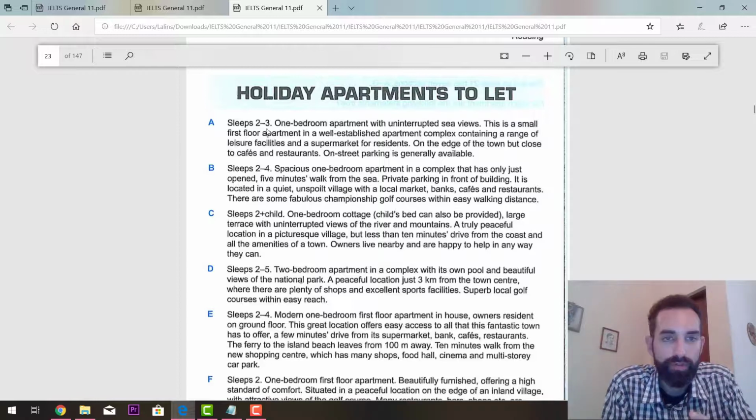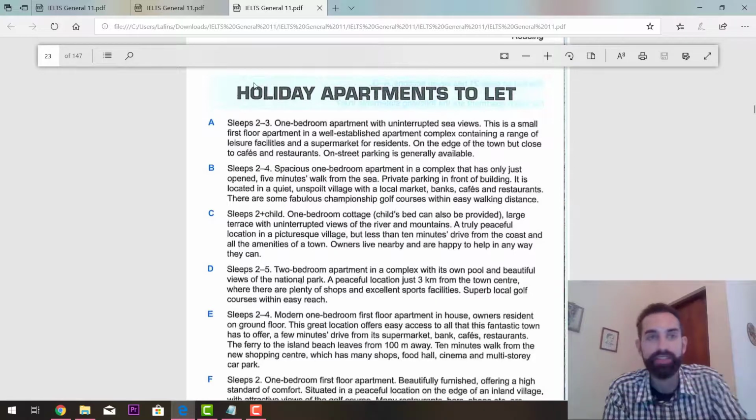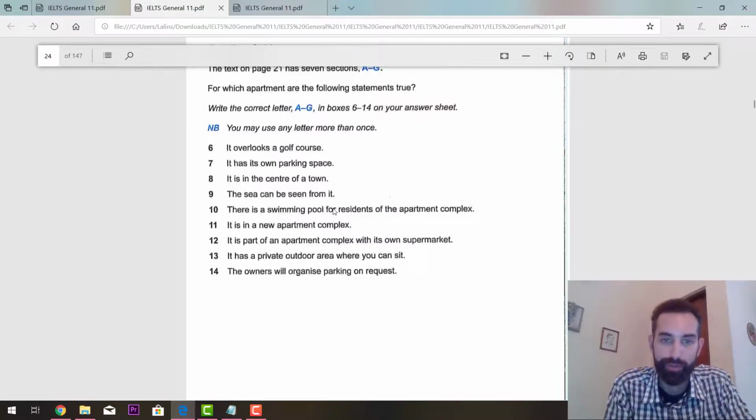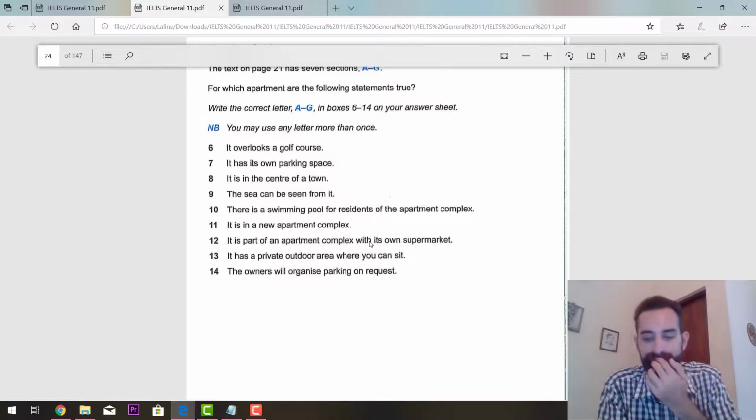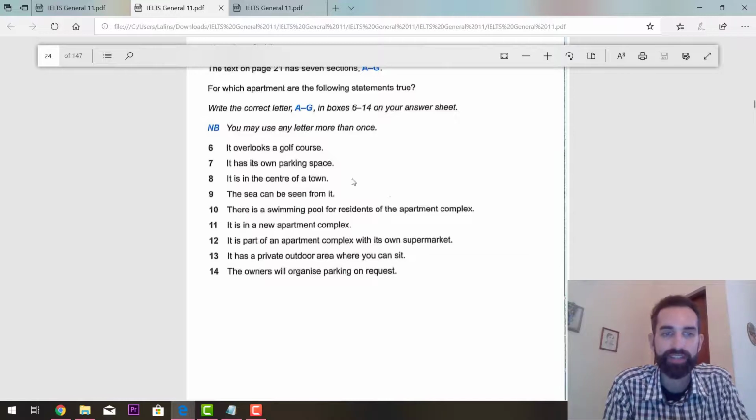This is a small first-floor apartment in a well-established apartment complex containing a range of leisure facilities, and a supermarket for residents. That means that the apartment building has a supermarket, which means 12 is A. So now 13, it has a private outdoor area where you can sit.